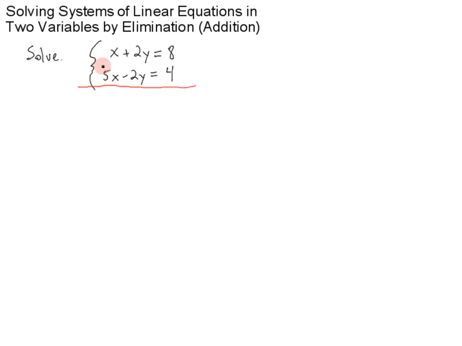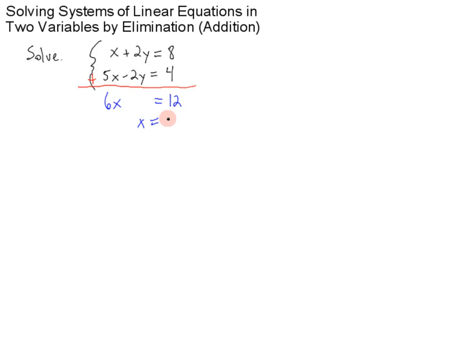If I add the first and second equations together, it's easy to do because everything's lined up properly. x plus 5x is 6x, 2y minus 2y is 0, so I don't need that on this side, equals 8 plus 4 is 12. And so you can see what happened. The key here was that one of the y's was positive 2 and the other y was negative 2, so that when we add them together we got 0. So that's why it's called elimination or addition. We add them together, one of the variables eliminates.